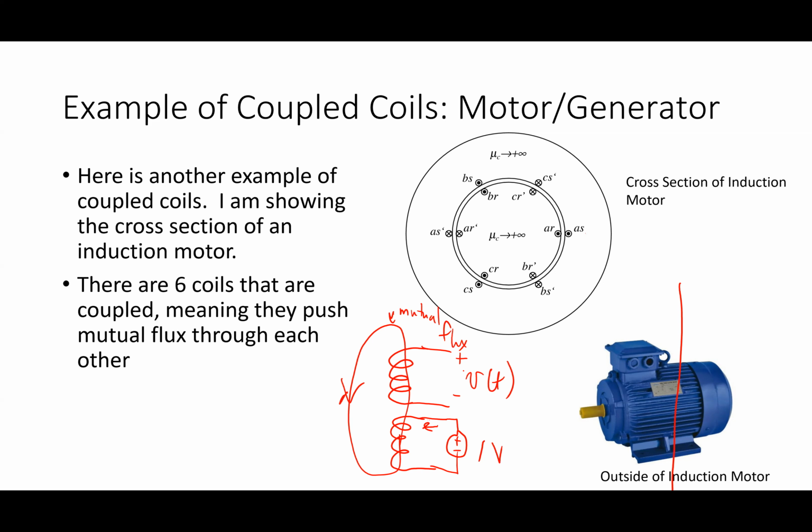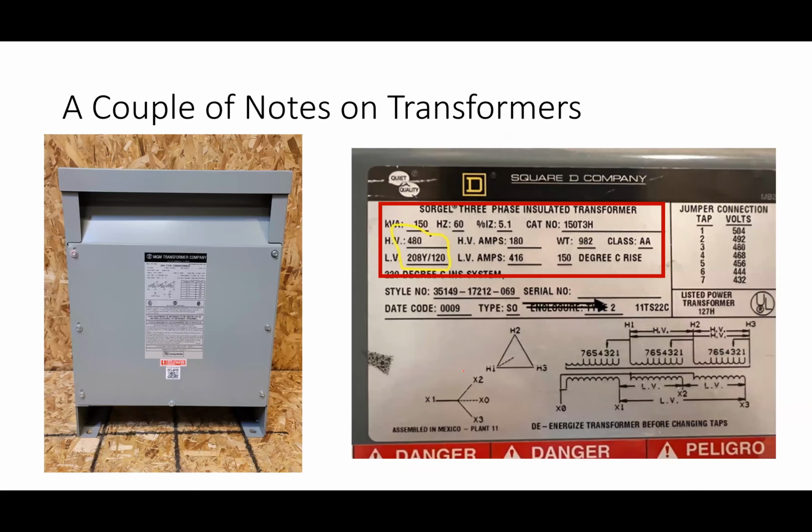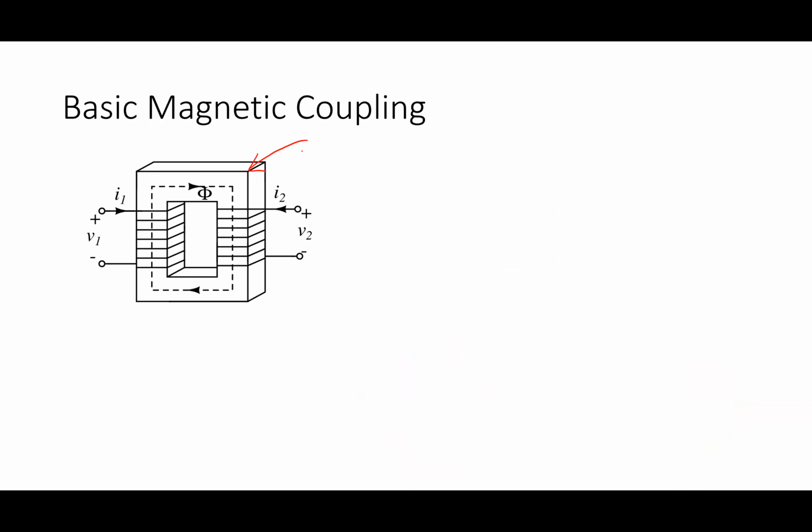To do that, I need a core. The core makes sure that the flux goes exactly where I want it to, straight through the center of the coil. The core is the thing that would go inside. The core is this guy, right? Without that core, the flux isn't going to direct the way I want it to. It's going to go out and around, and not all of it is going to go through the other coil.